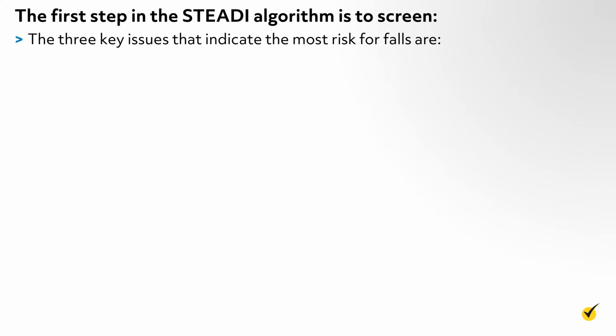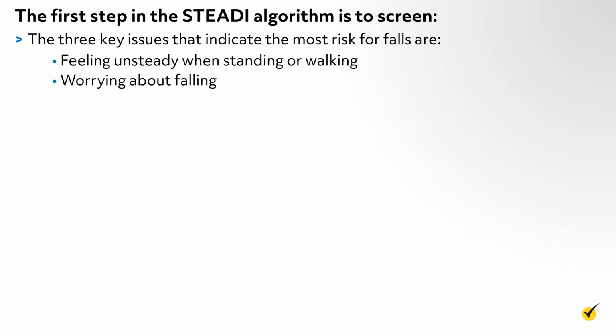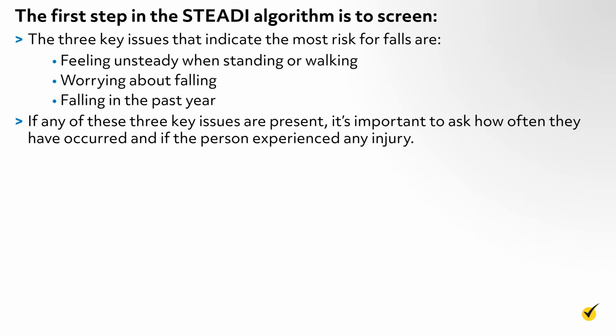The 3 key issues that indicate the most risk for falls are feeling unsteady when standing or walking, worrying about falling, and falling in the past year. If any of these 3 key issues are present, it's important to ask how often they have occurred and if the person experienced any injury. If the screening indicates that the person is not at risk, this is an excellent time to educate the individual about fall prevention and to assess vitamin D intake to ensure that it's adequate for bone health.